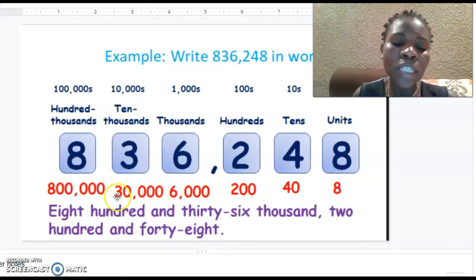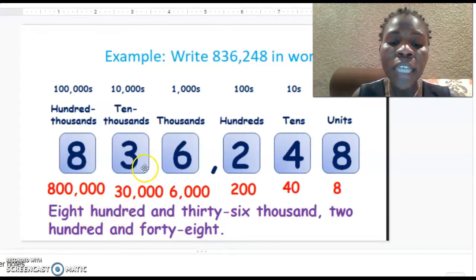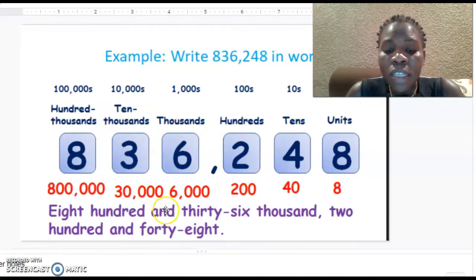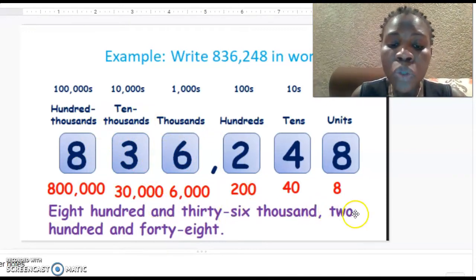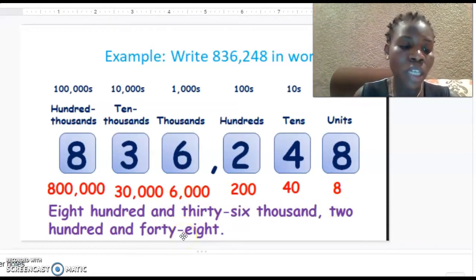And how do you write this number in words? The first thing you need to know, you start with the biggest value. Our biggest value is 836,000. All these are thousands. Then 36,248.